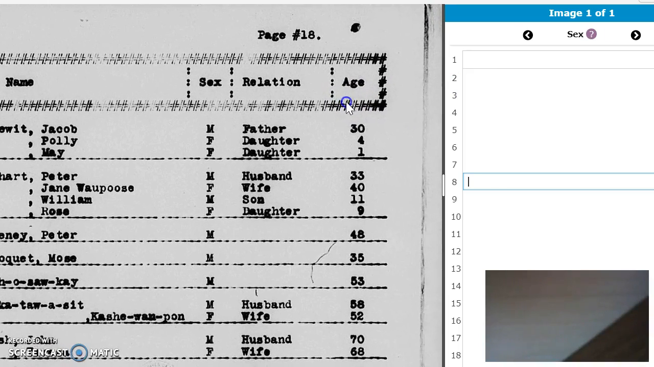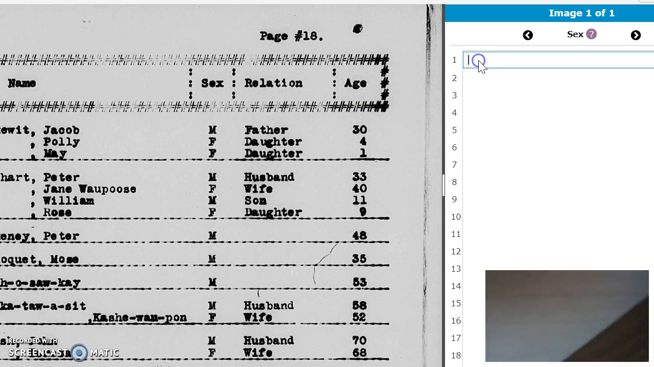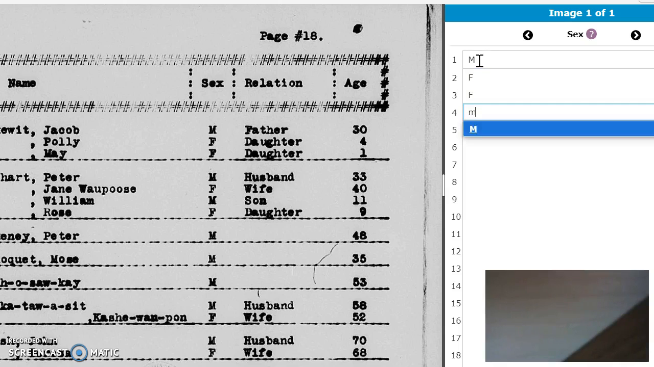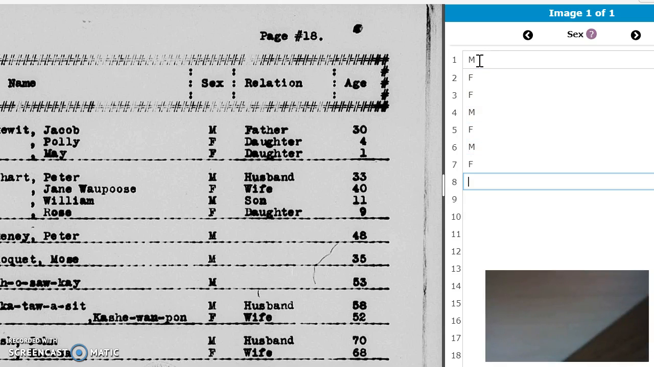Let's go to the sex column. I don't expect anything's going to happen here, but we'll find out. M, enter, F, enter, F, enter, M, enter, F, enter, M, enter, F, enter, etc. So that one's doing okay. Control right arrow. Now I'm going to come into the age column.